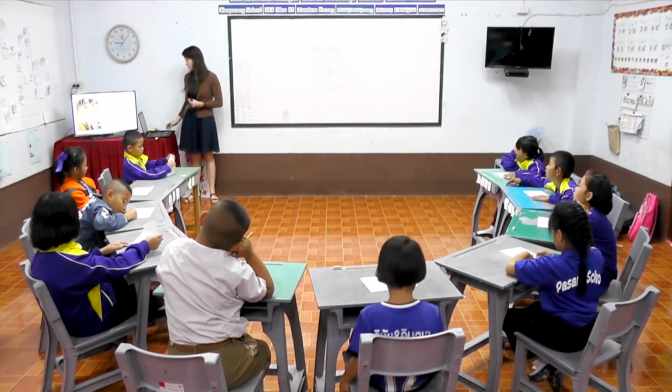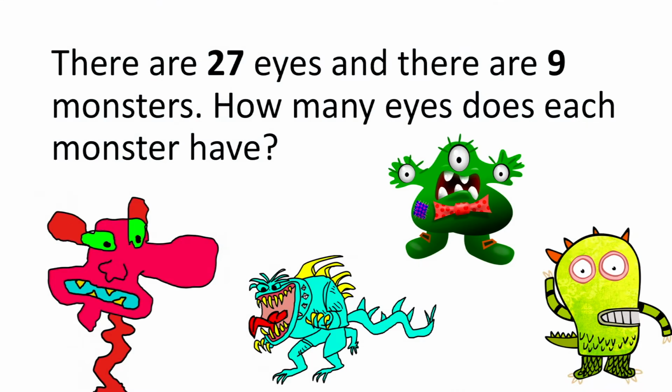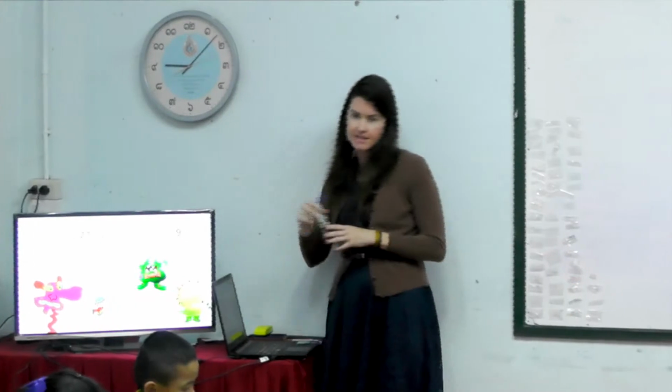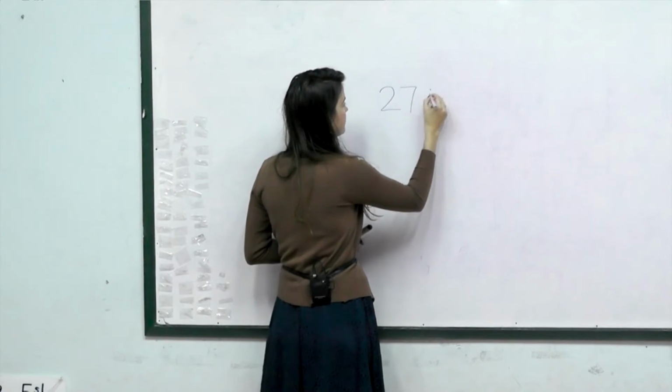Now we've got some new problems to take a look at. So let's go through them together. There are 27 eyes, and there are 9 monsters. How many eyes does each monster have? I hear some right answers. So think about how you can make an equation just like this. So what's our biggest number? What's our biggest number here? 27. Does that go first or last? First. For division, our biggest number always goes first.